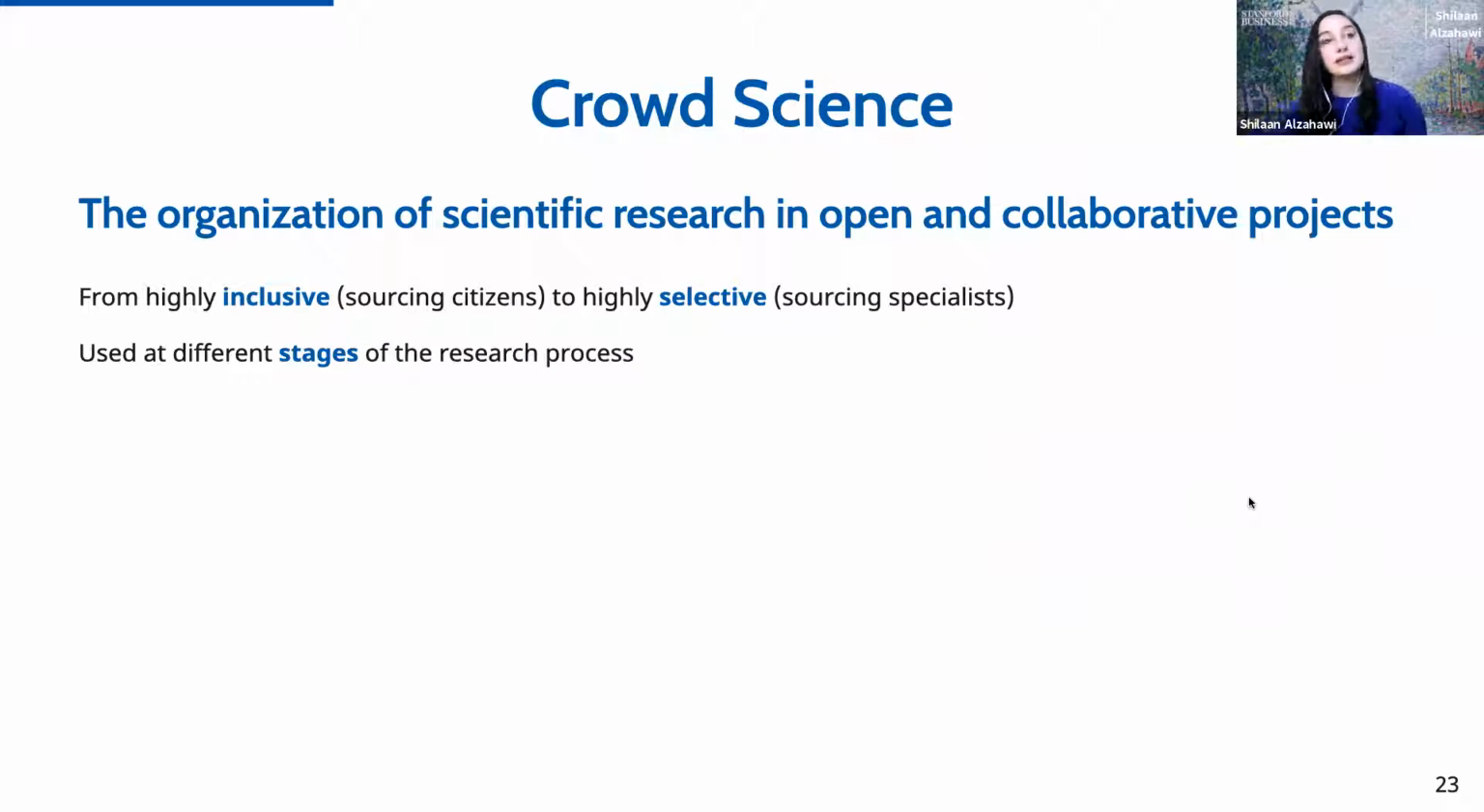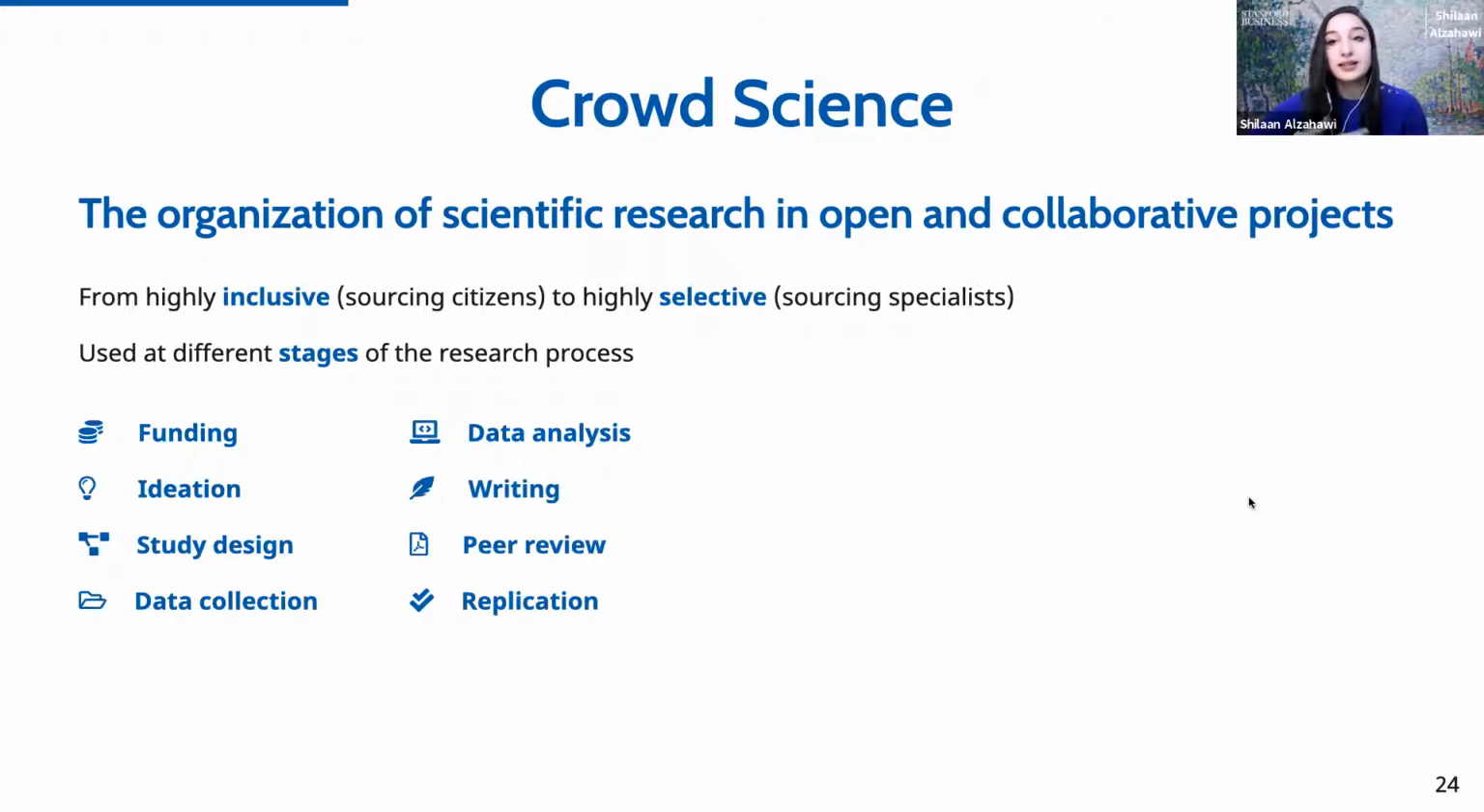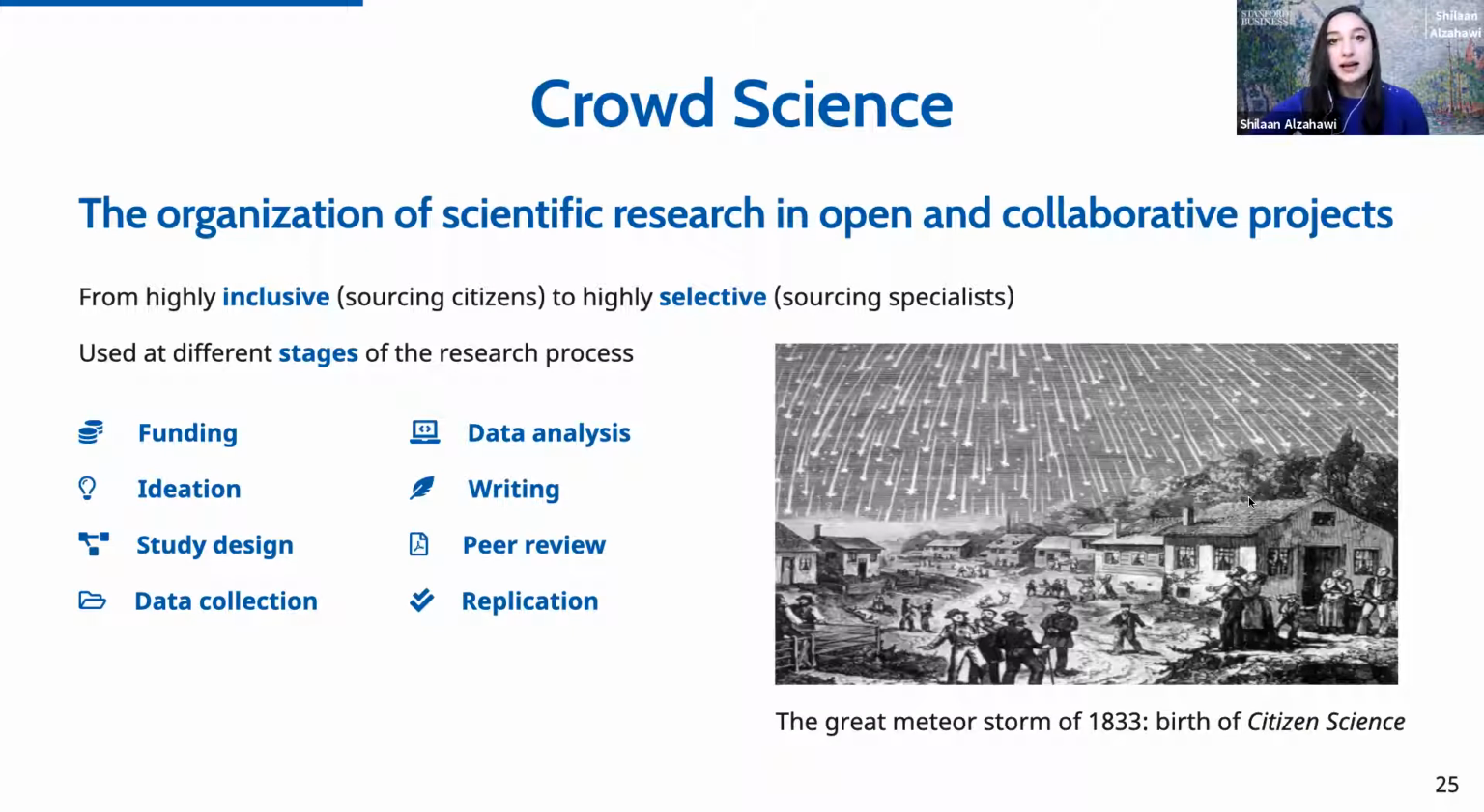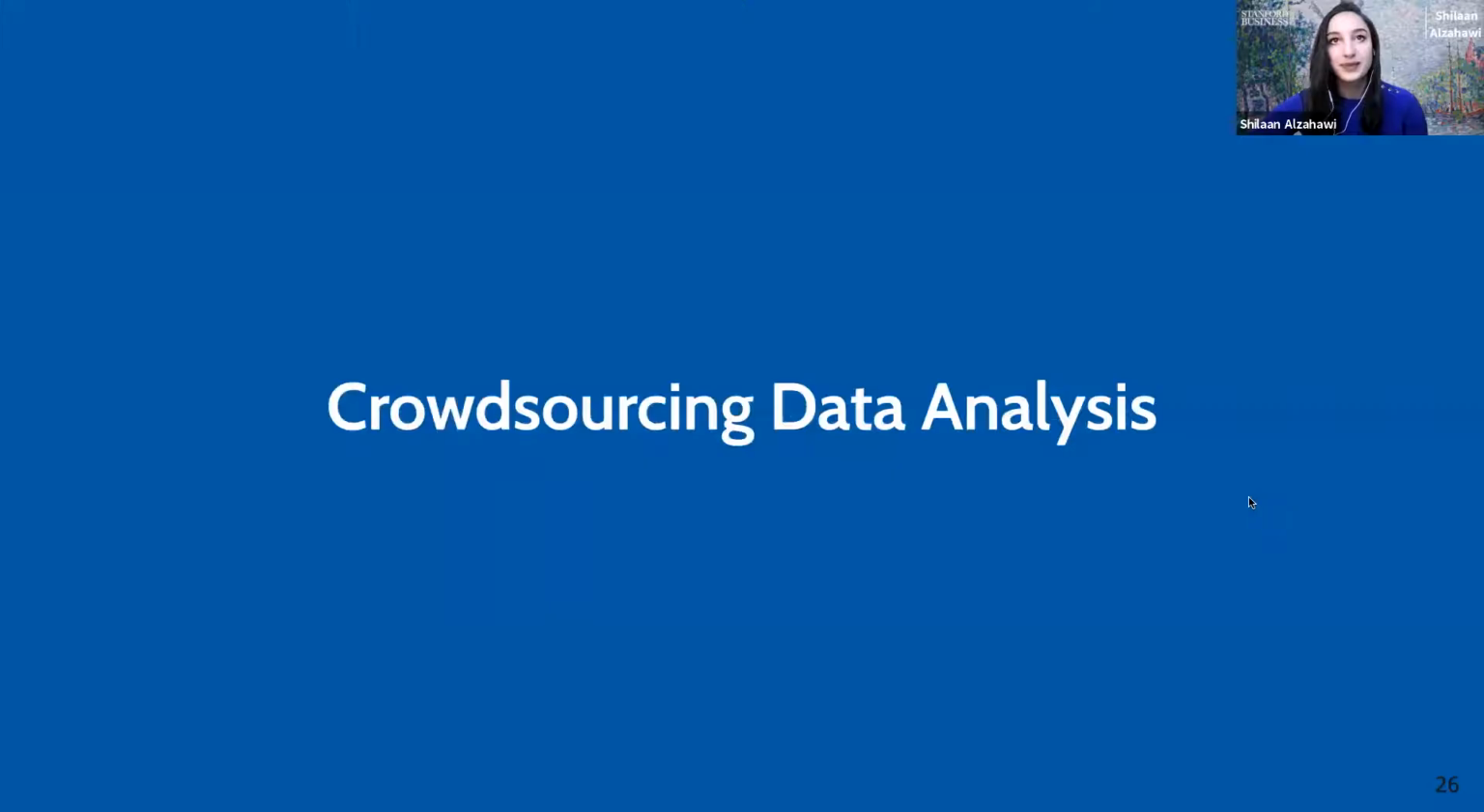You can use the crowd at different stages of the research process. You may have already heard of crowdfunding, which uses the crowd for funding, but you can also use a crowd of individuals for generating research ideas, for designing your studies, collecting data, and analyzing your data, which is what I'll be talking about today. And the birth of the citizen science movement is depicted in this painting right here, which was in 1833, when a scientist named Denison Olmsted used letter correspondence to recruit citizen scientists to help document a meteor shower. And this led to a detailed documentation of the Great Meteor Shower and the birth of the citizen science movement.